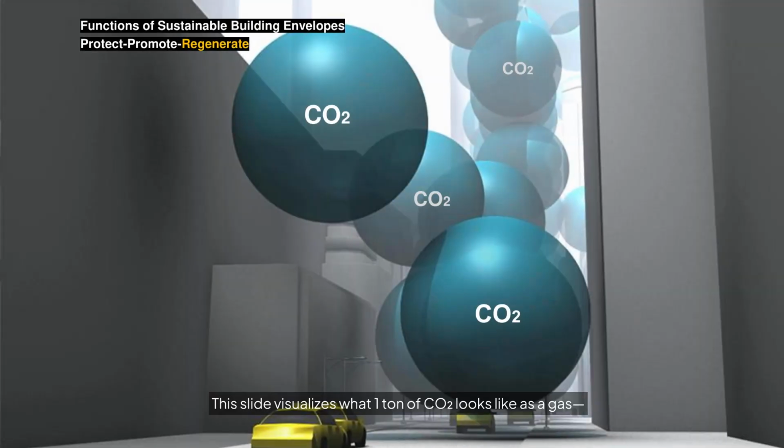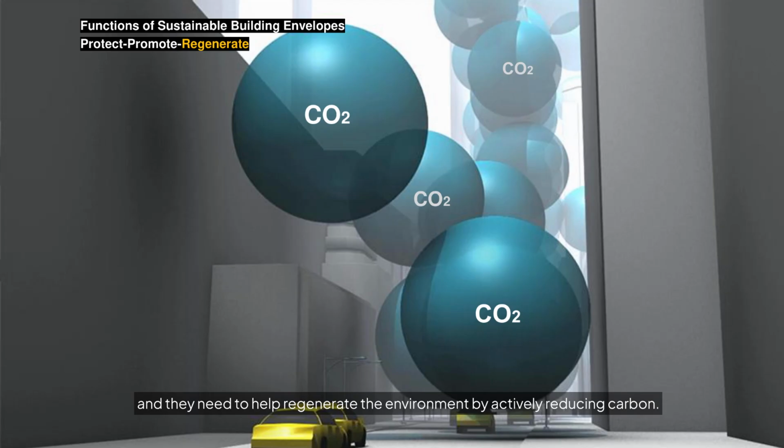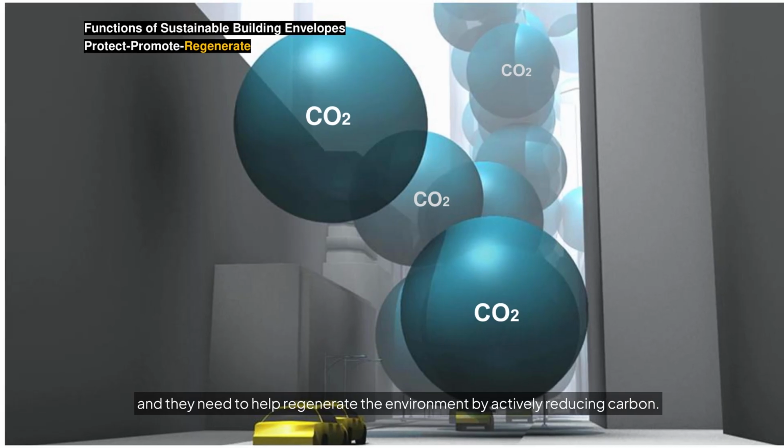This slide visualizes what 1 ton of CO2 looks like as a gas. Each blue sphere is roughly 30 feet in diameter. It's a powerful reminder that even if invisible, buildings release tons of CO2 every day, and these spheres quickly add up. This highlights why sustainable facades must go beyond efficiency, and they need to help regenerate the environment by actively reducing carbon.